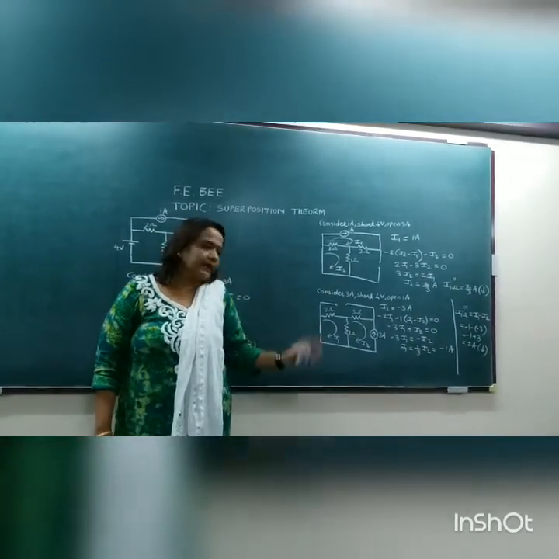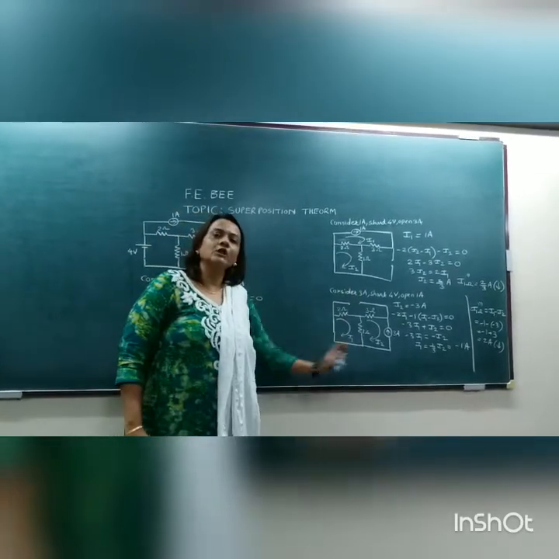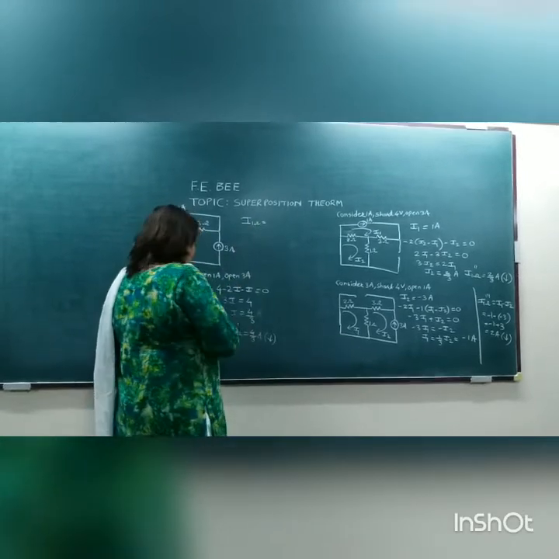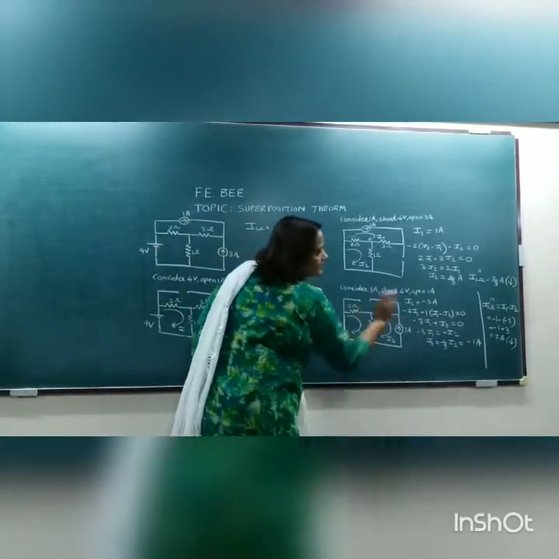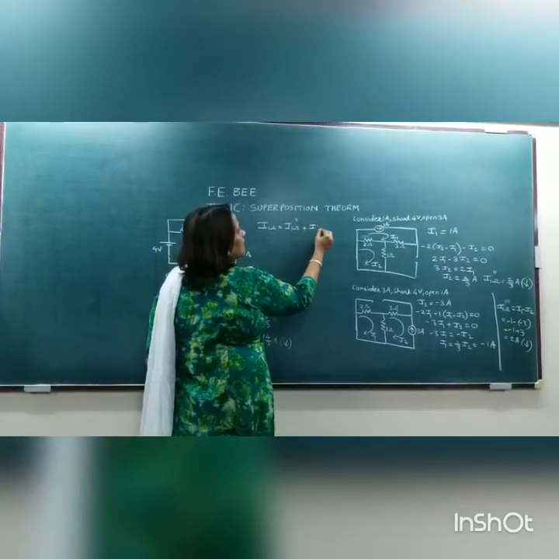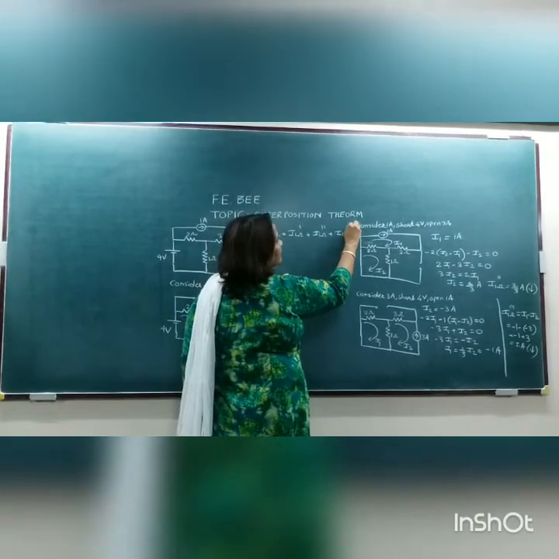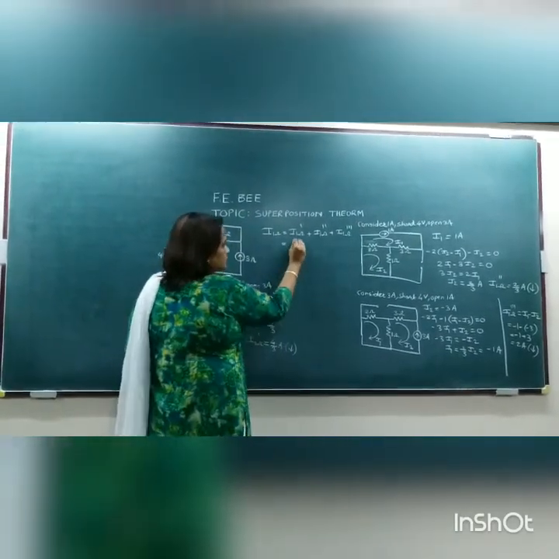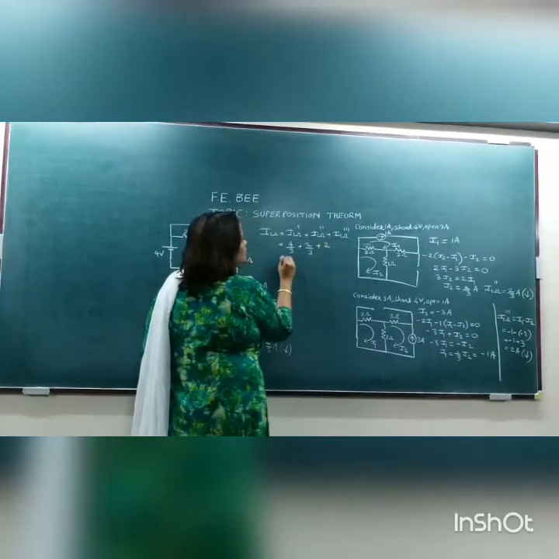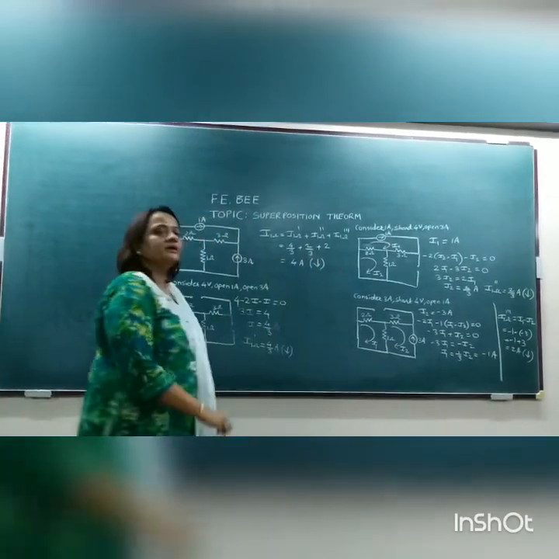Now, the total current which flows through 1 ohm is vector addition of all the three currents. So, total current flowing through 1 ohm will be, as direction of all the three currents is same, I 1 ohm dash plus I 1 ohm double dash plus I 1 ohm triple dash, that is 4 by 3 plus 2 by 3 plus 2, that is 4 amperes, and its direction will be downwards.